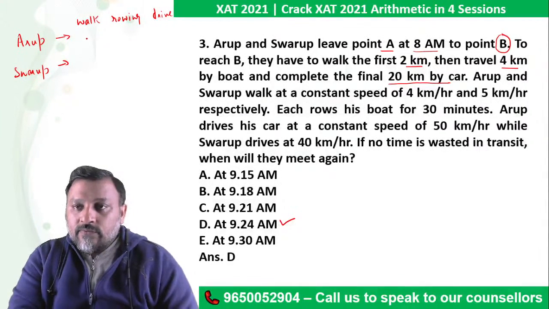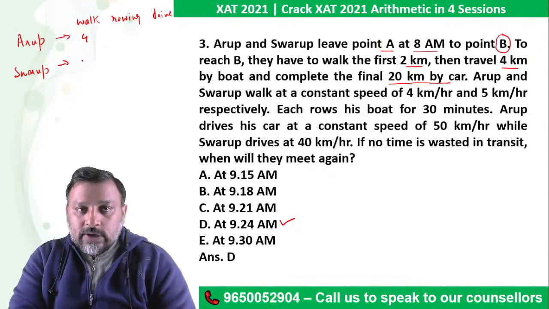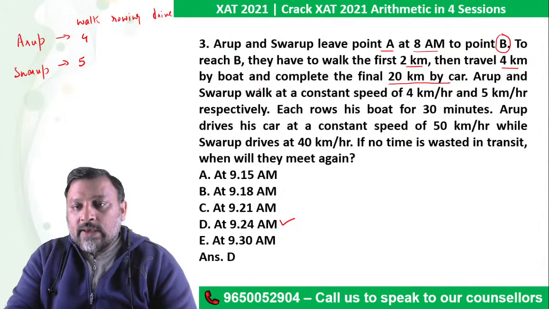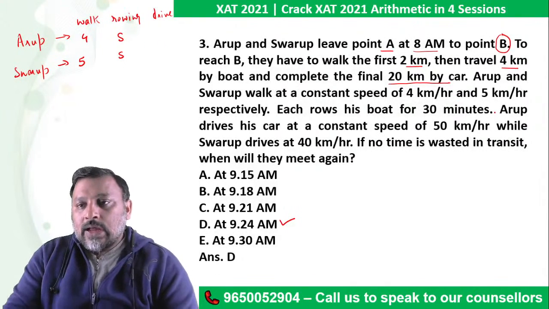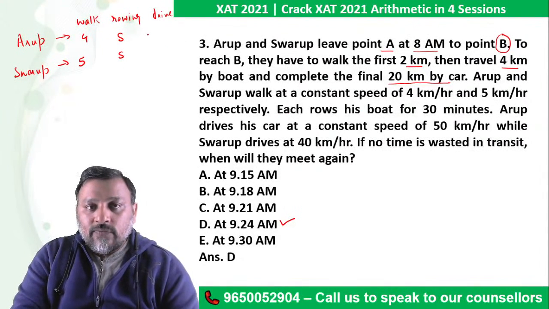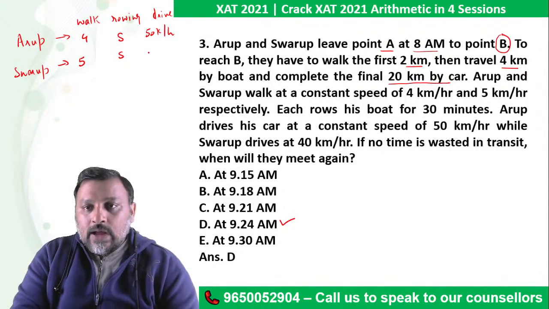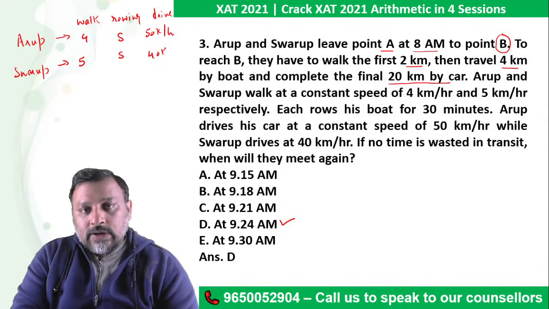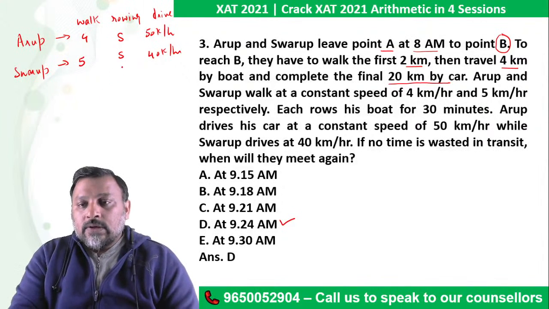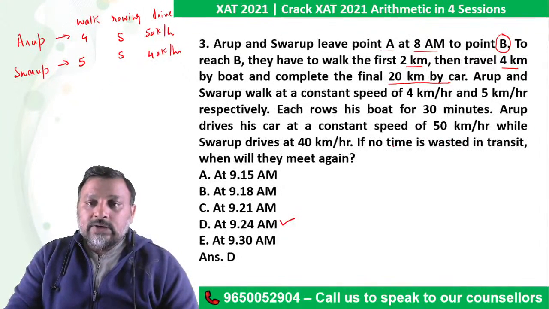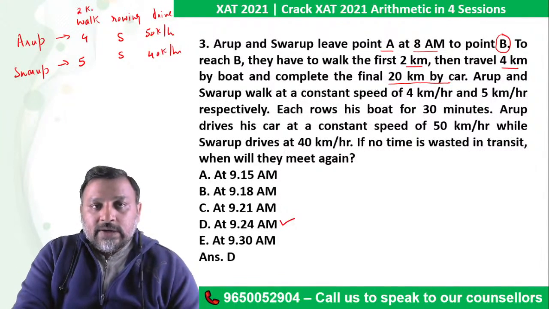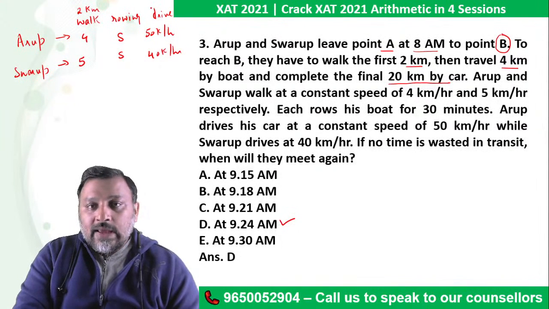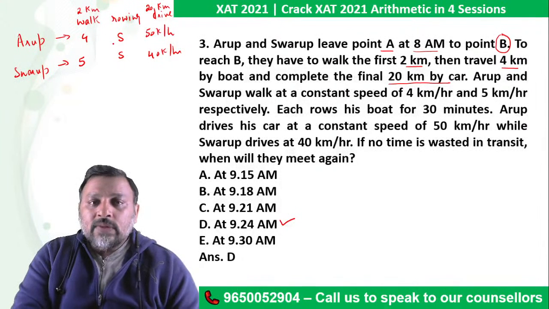Okay, so it is given for Arup it is 4, walking speed for Swarup it is 5. Okay, each rows his boat for 30 minutes, so that means this speed must be same for both. And then Arup drives his car at a constant speed of 50 kilometers per hour and Swarup at 40 kilometers per hour. Then it is given no time is wasted in transit, so when will they meet again? So the distance they need to walk is 2 kilometers and the distance that they need to drive is 20 kilometers. This distance will not matter, okay, since the speeds are same.